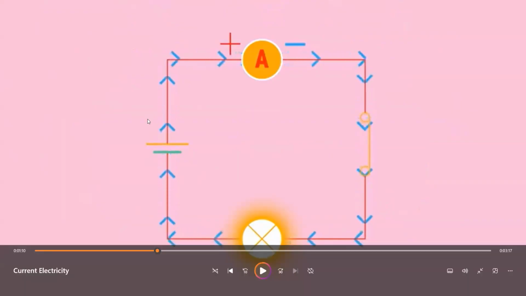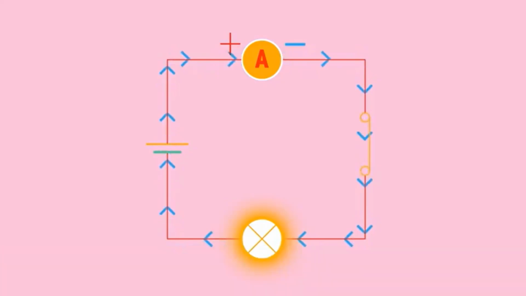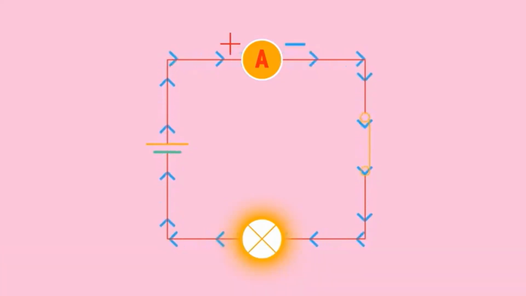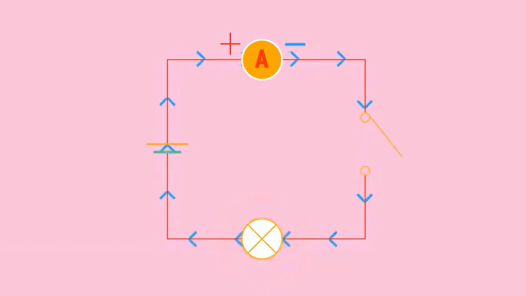We have the battery made up of two wires like this, one long one and the short one. The long one is always positive and the short one is always negative. The circuit must have no breaks in it to be complete. If there are breaks, then no current can flow.